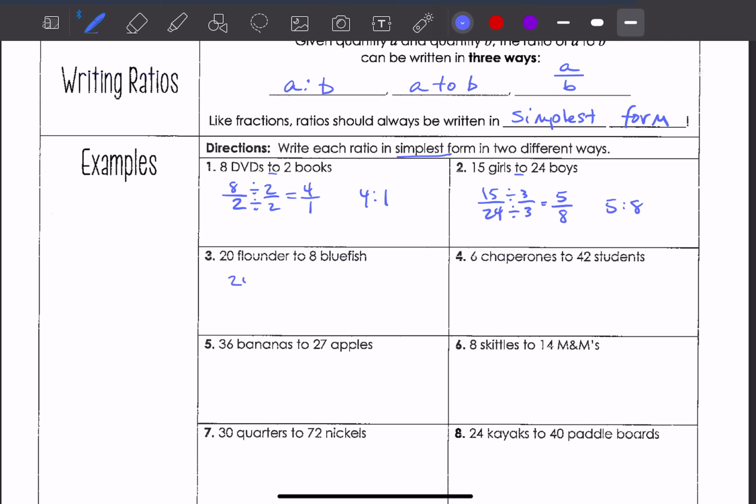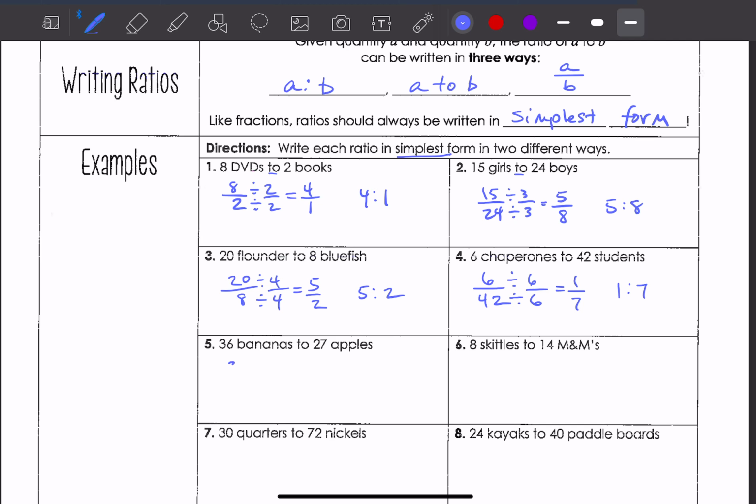20 flounder to 8 bluefish. The greatest common factor for each of those numbers is 4. I'm going to get 5 over 2 as my simplified ratio, and I'm going to write 5 colon 2 as my other form of writing the ratio. 6 chaperones to 42 students. My greatest common factor is going to be 6 for both of these. I'm going to get 1 over 7 as my simplified ratio, or 1 chaperone to 7 students.